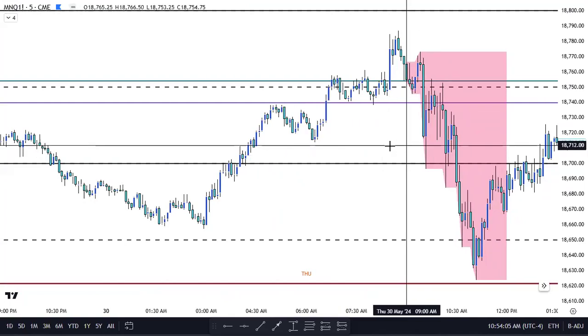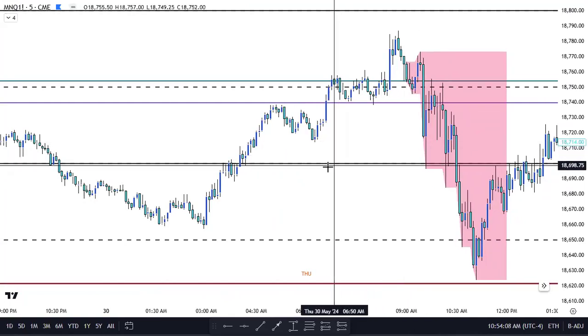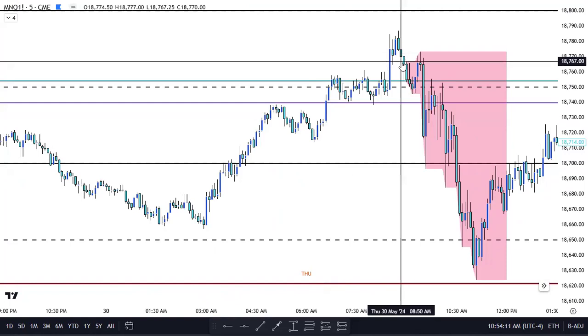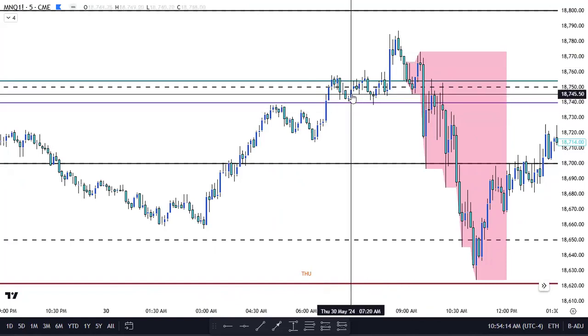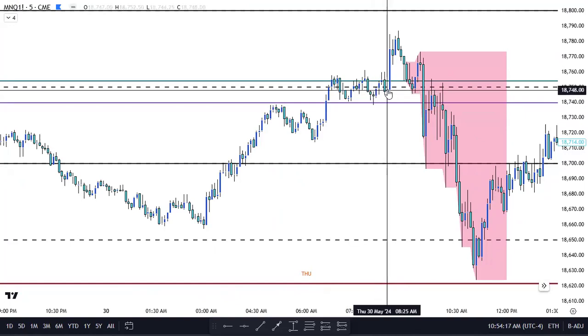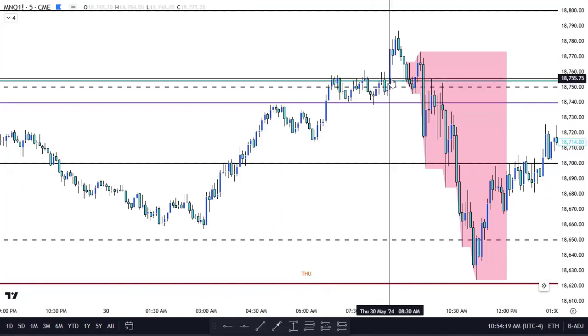But once we get into the New York session, we can see that they had to pump the market up to the upside. And remember that we had major red news out at 8:30, which is this candle right here.